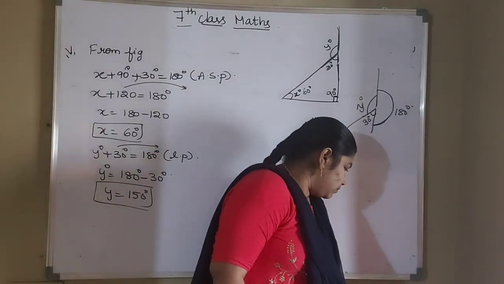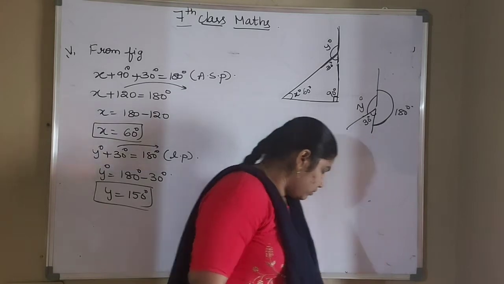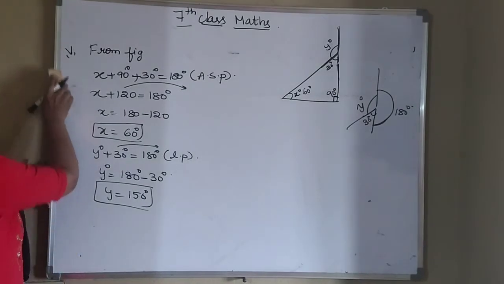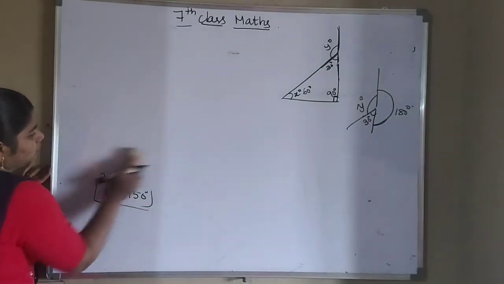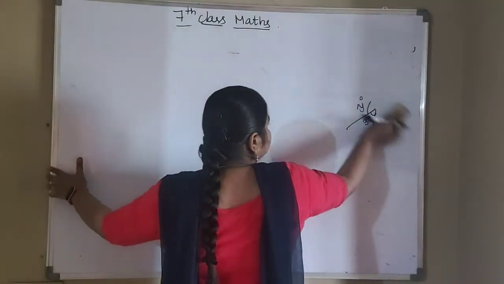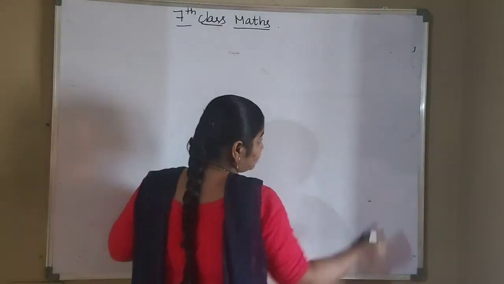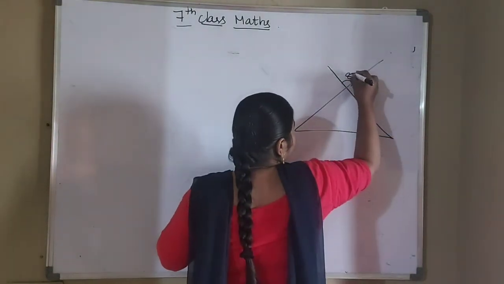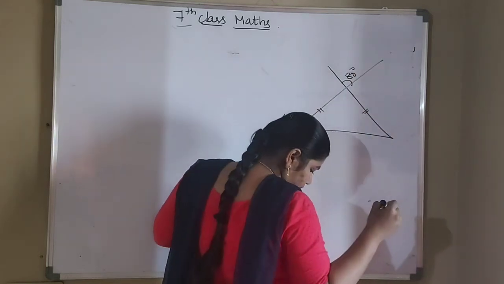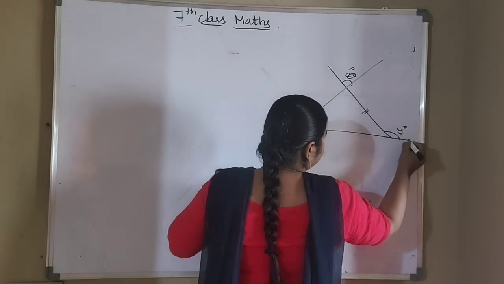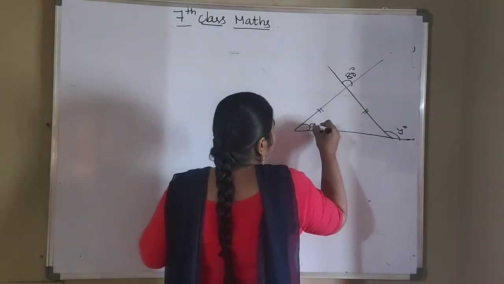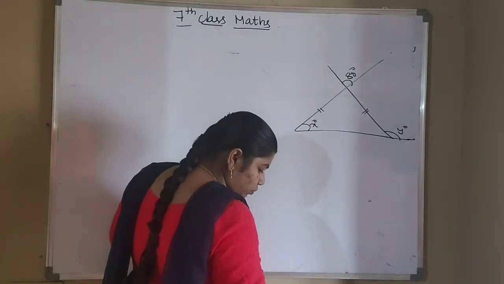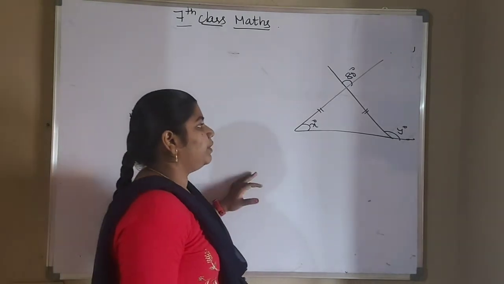Okay. So next is the last problem in this bit. Here it is 80 degrees. These two sides are equal. The exterior angle is y. This is x degrees. So what we have to find? We have to find the x value and y value. So how to find the x value and y value?